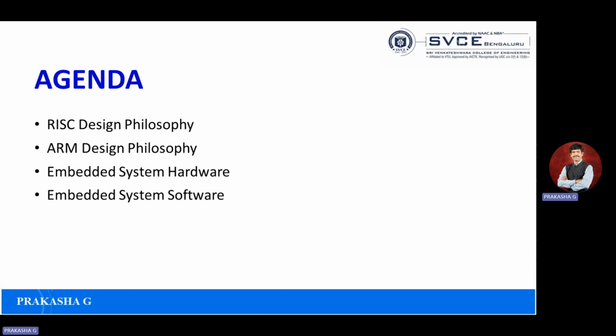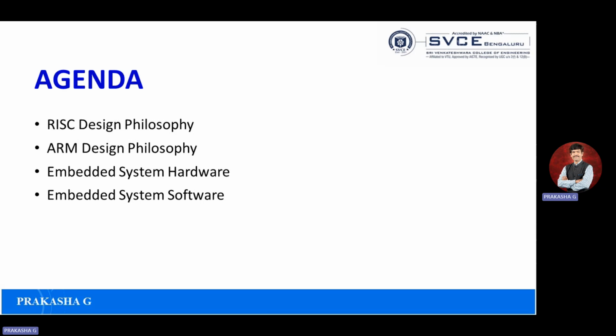Second topic is the ARM design philosophy. When we are designing the ARM, what are the design philosophies we have to follow? What are the parameters we have to consider? That is the second one. Then what are the different embedded system hardware? What are the different embedded system software? These are the four topics which are mainly covered in this particular topic.